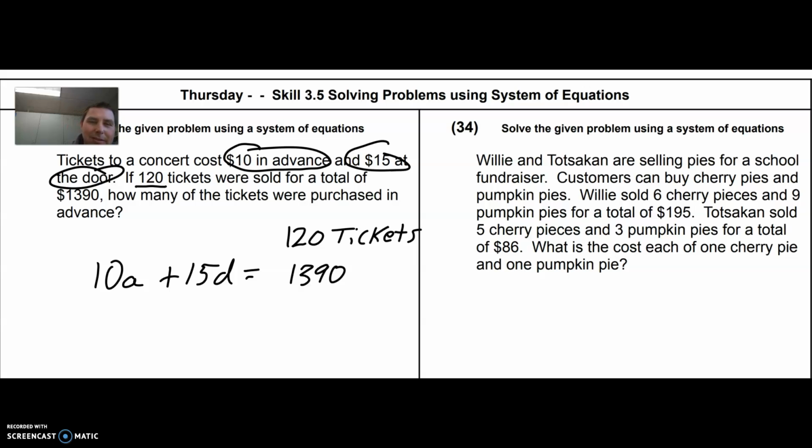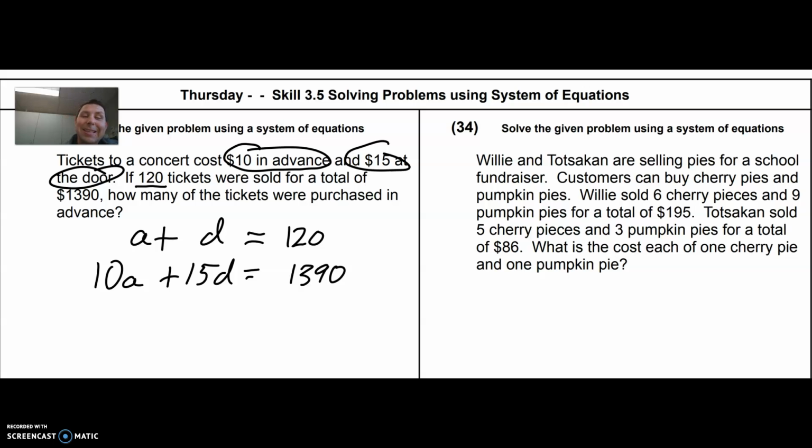The other one isn't as intuitive, but if you think about it, it kind of is. You only have two tickets here. You have the advance and the door tickets. So whatever combination, advance plus door, has to equal 120. So now you have these two equations. The goal here is to find what combination of advance and door tickets works for both. You're trying to find the intersection point, just like you were doing throughout this review.